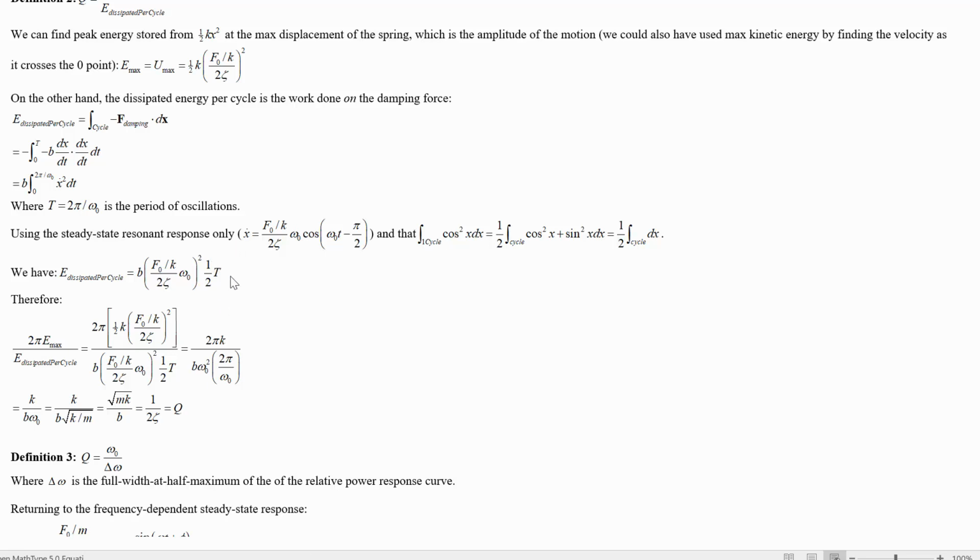All right, because the period is related to the frequency, we could simplify this more right now by subbing in 2 pi over omega, but let's just jump right to what we really want to calculate, which is 2 pi E max over E dissipated per cycle. Subbing in what we calculated here for the maximum stored energy and the total dissipated energy per cycle that we just found, we have this expression. Okay, let's clean it up. The half cancels with that half. We've got the 2 pi sticking around.